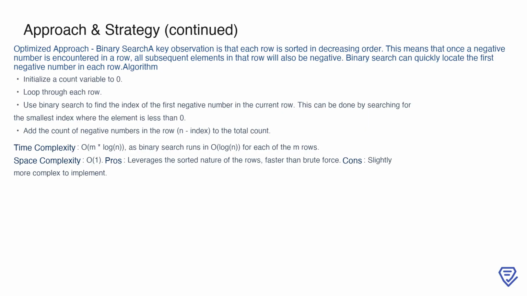The algorithm begins by initializing a counter to 0. For each row, we perform a binary search to locate the smallest index where the element is less than 0. The count of negative numbers in that row is simply the total number of elements in the row minus this index. Adding this to our total count gives us the desired result.